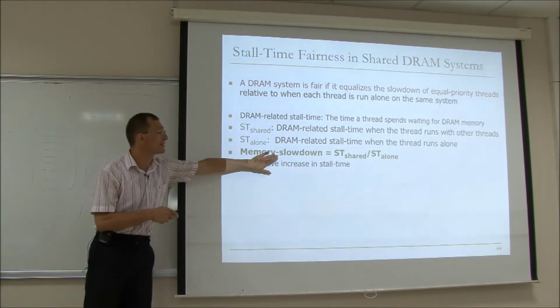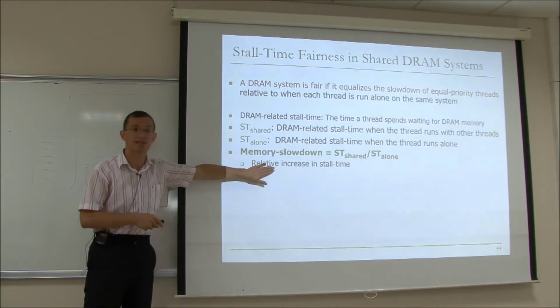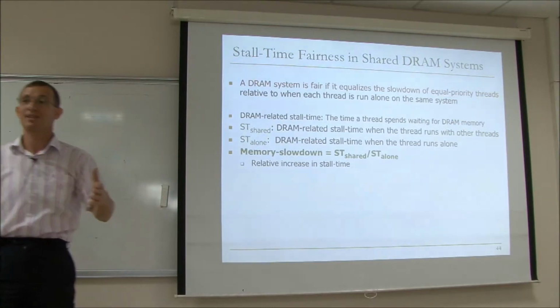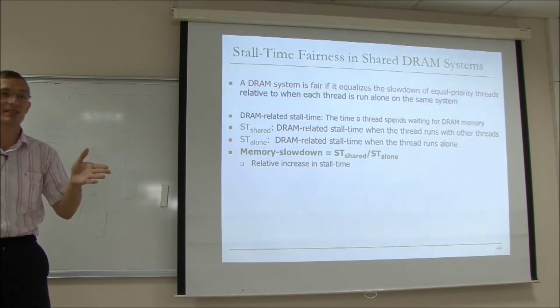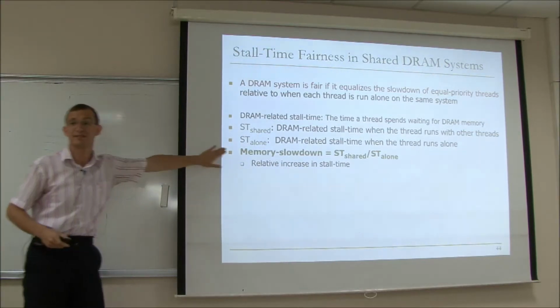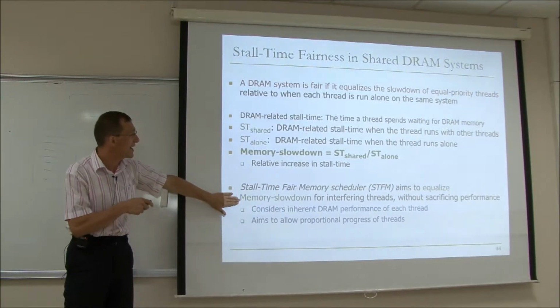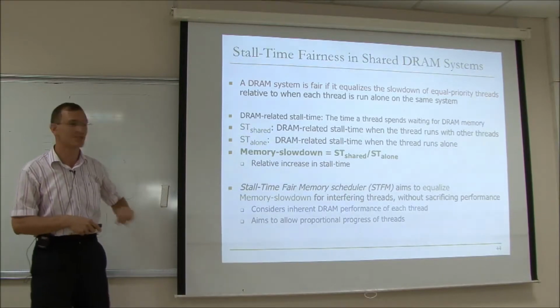So memory slowdown is defined as stall time shared divided by stall time alone. So it's the relative increase in stall time. So if a thread is stalling for 1 second when it's running alone versus 10 seconds when it's running together with other threads, its memory slowdown is 10. Right? So a stall time fair memory scheduler aims to equalize this value, memory slowdown, for interfering threads without sacrificing performance. Well, that's the hope.